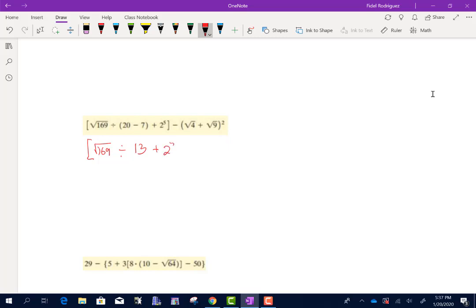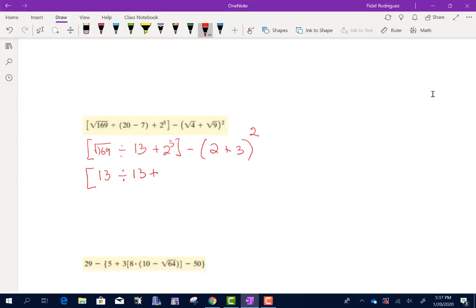Plus 2 to the 5th, I'm going to go slow here. Minus. Now, since this is another part separate in the sense that it's not connected to this part, I'm going to go ahead and do those square roots on the inside. I know the square root of 4 is 2. I know the square root of 9 is 3, squared. So now let's come back to this piece over here. Square root of 169 is going to be 13 divided by 13 plus 2 to the 5th power.